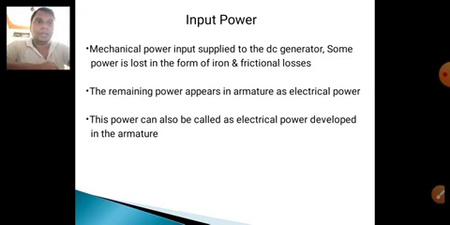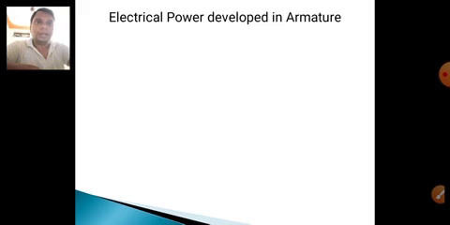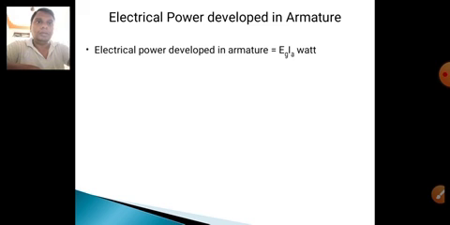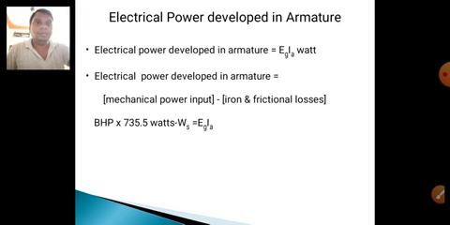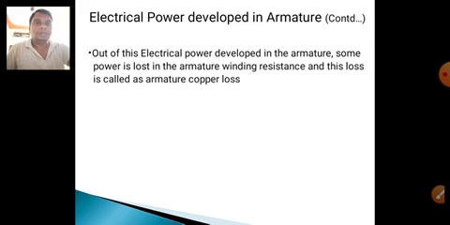This power can also be called the electrical power developed in the armature, that is Eg into Ia, where Eg is the generated EMF and Ia is the armature current. The electrical power developed in the armature is equal to the mechanical input power minus iron and frictional losses. This is the power developed in the armature.